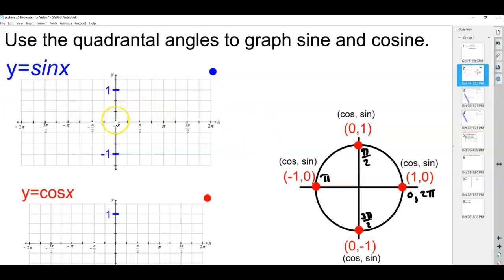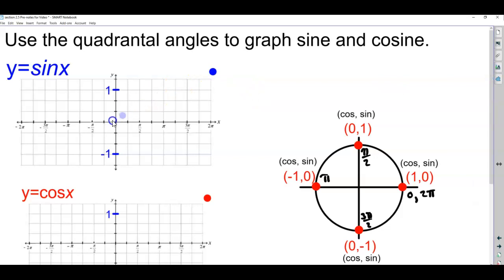So if I want to find the sine at 0, remember in your four quadrants, and we're only looking at the four quadrants, you could get more accurate if you wanted to, but every ordered pair is cosine and sine of that radian. So if I want to find the sine at 0, well, sine of 0 or sine of 2 pi is 0. So I'm going to put my first point at 0, and then I'm going to go to pi over 2, which is 90 degrees. The sine at 90 is 1.